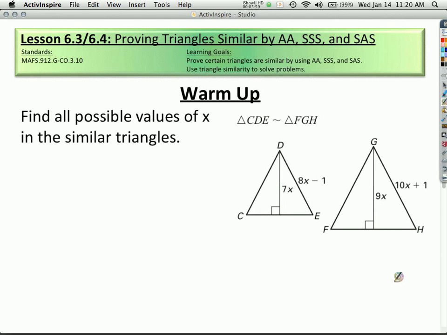Let's see how we did with today's warm-up, getting our brain in the right mode for the rest of the class. So, equity bars in effect. Here we go. Give me the possible values for x. I got student number 7, 2, 3, 9, and 16.